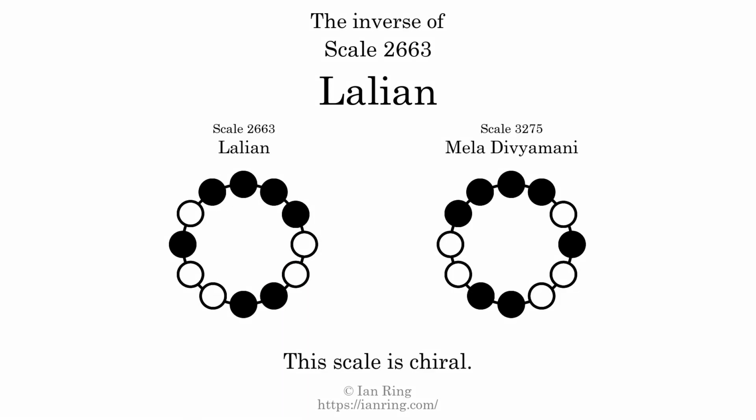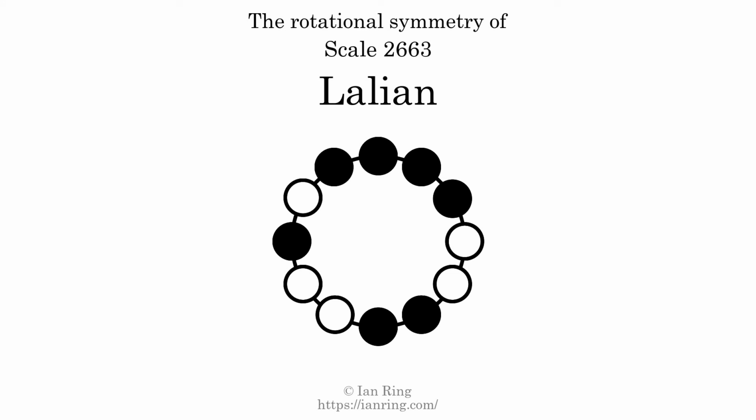The inverse of a scale is a mirror image. It is what you get when the sequence of intervals is reversed. The inverse of this scale is scale 3275, also known as Miller-Diviamine. This scale is chiral. It cannot transform into its inverse by rotational transformation. This scale has no rotational symmetry.